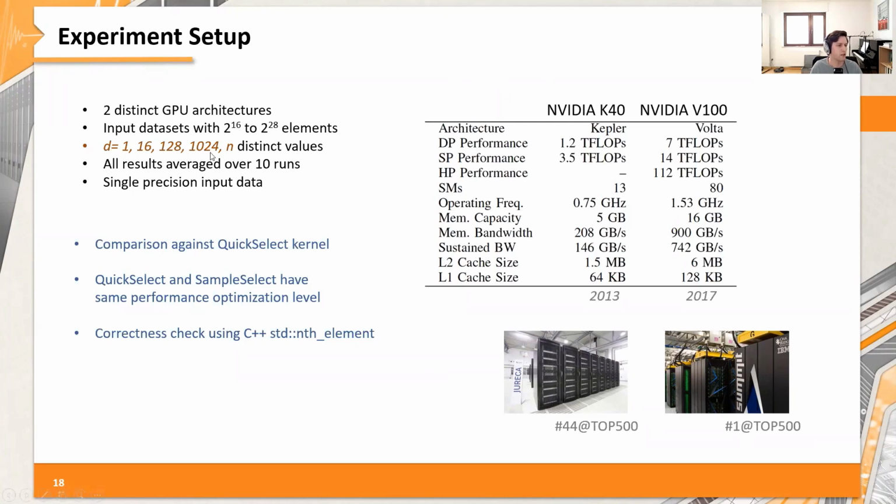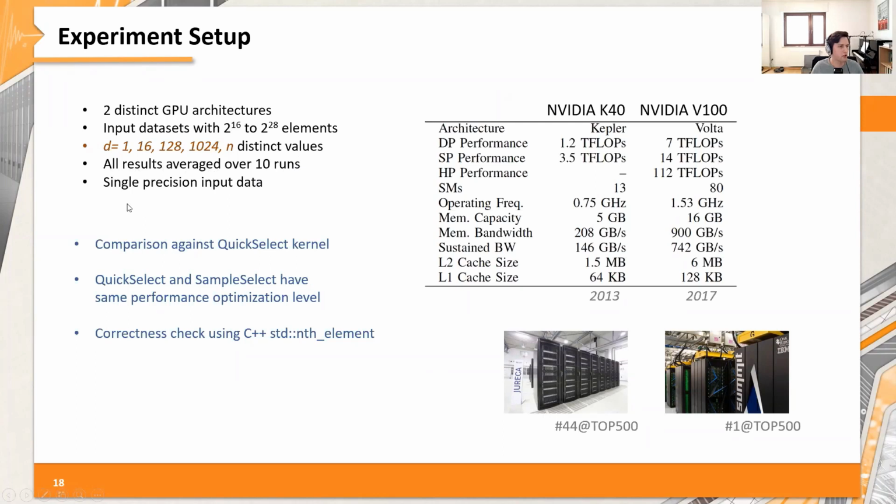And as an input, I used data sets from 2 to the 16 to 2 to the 28 elements with either all elements equal, 16 distinct elements, 128 distinct elements, 1024 distinct elements, or no equal elements, so only unique elements in the input data. And I averaged the timing results over 10 runs, and did the same thing for multiple random seeds. So I think I also used 10 different random seeds and averaged the results over 10 runs of each kernel on the same input data.